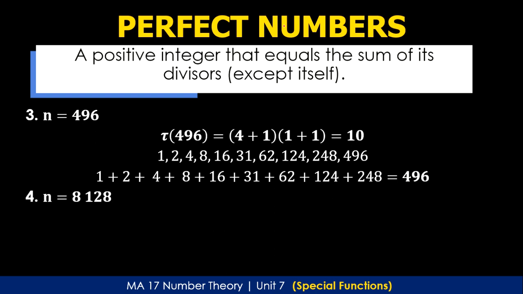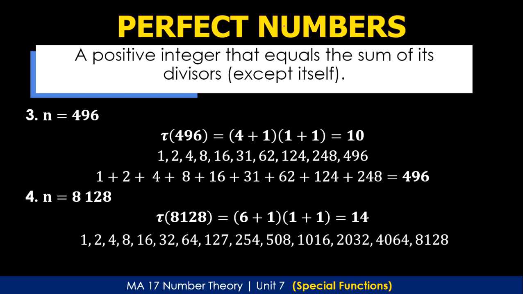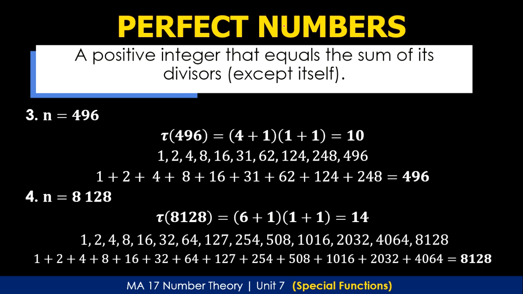Same goes with 8128. We have 14 positive divisors here. Those are 1, 2, 4, 8, 16, 32, 64, 127, 254, 508, 1016, 2032, 4064, and 8128. If we add that except 8128, the sum of that is 8128. So a perfect number is a positive integer that equals the sum of its divisors except itself.